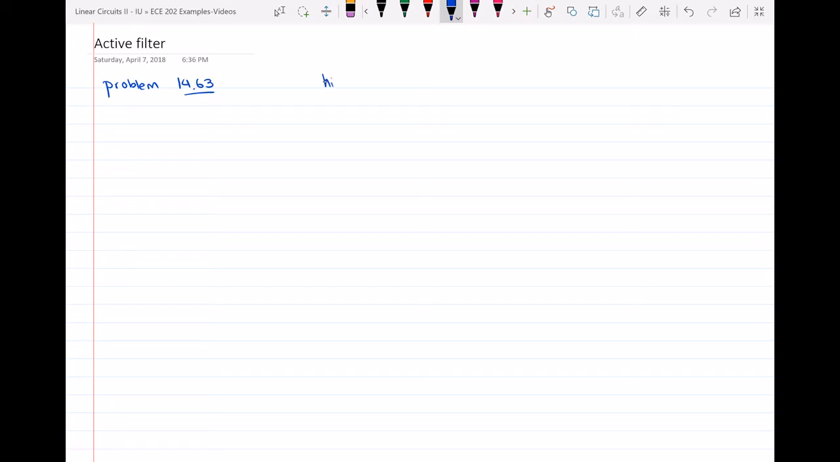So we know that we want a first order high pass filter, and we know that it is an active filter, not a passive filter. It gave us the transfer function of this filter: H of s is equal to minus 100s over s plus 10, and s is equal to j omega. Okay, and then it says that you have to use a 1 microfarad capacitor.